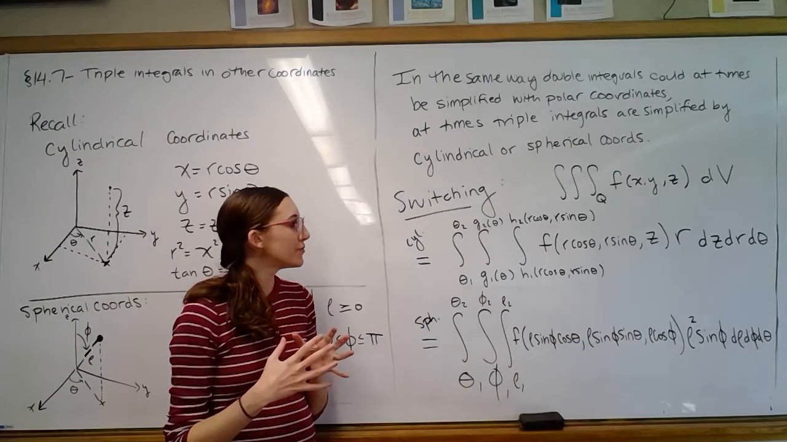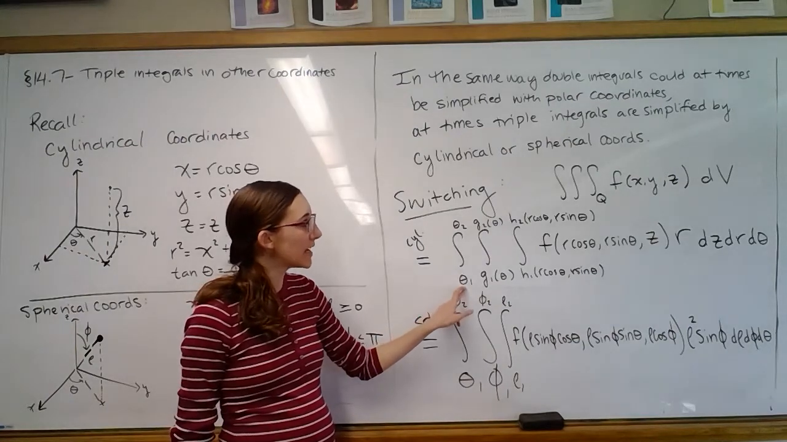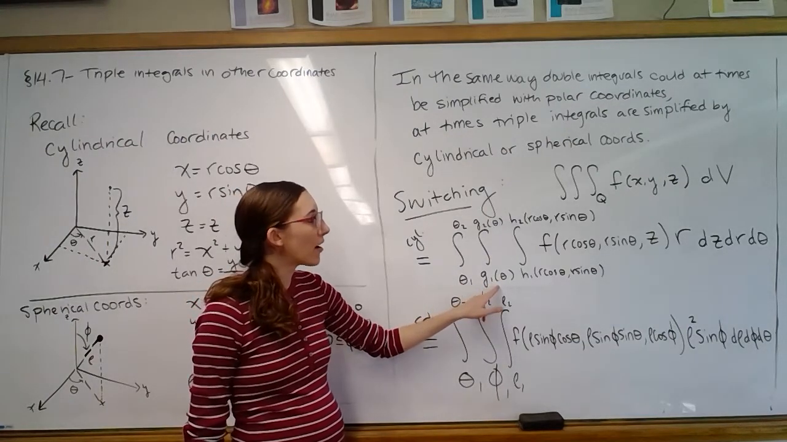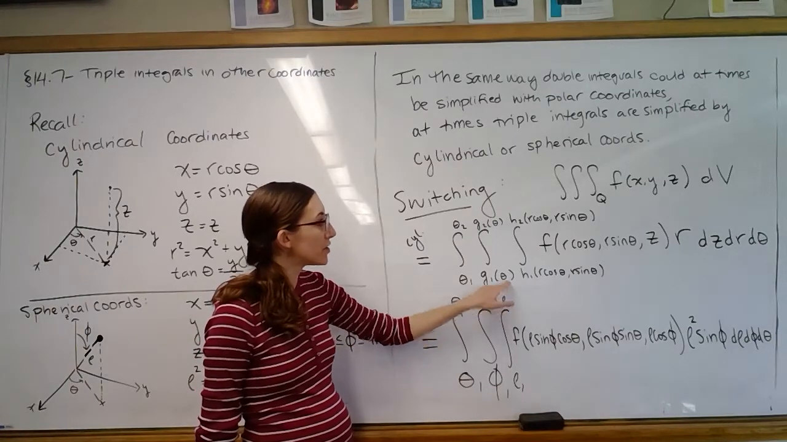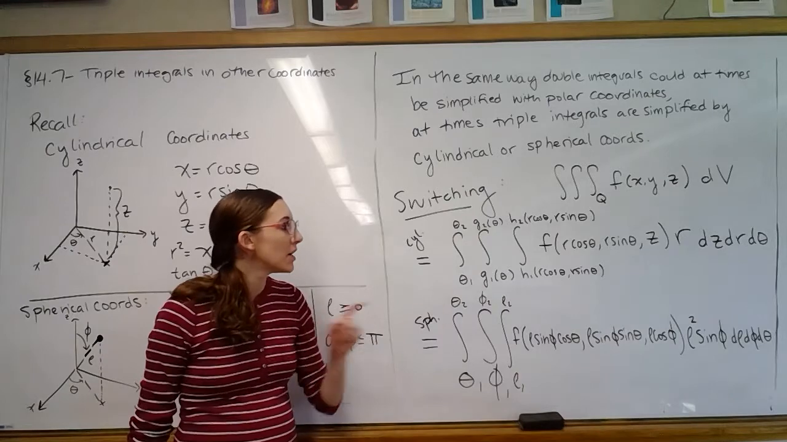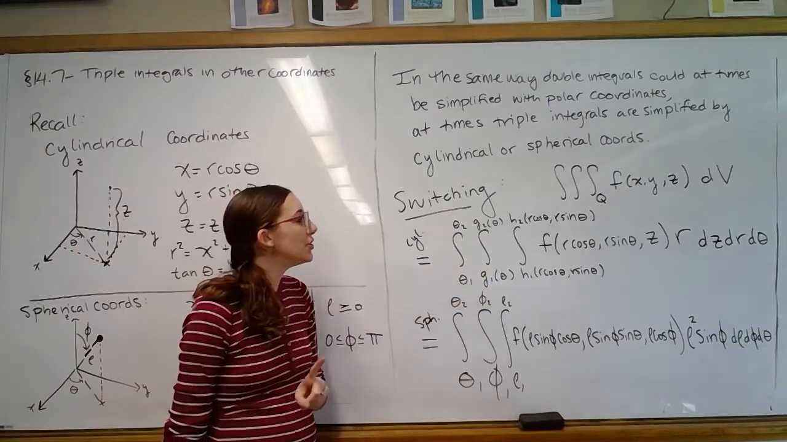So what we're going to do is we'll have our d theta integral on the outside, dr integral in the middle, so r would be a function of theta to a function of theta, like g1 of theta to g2 of theta.